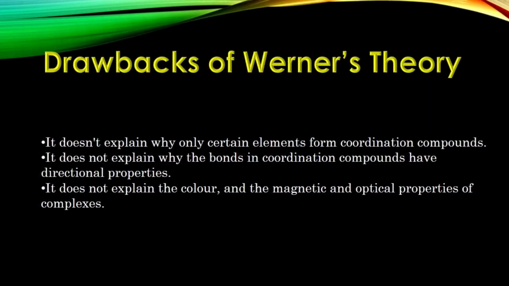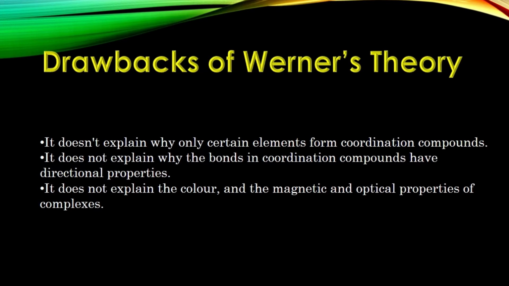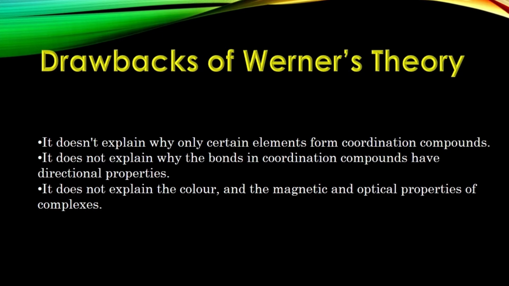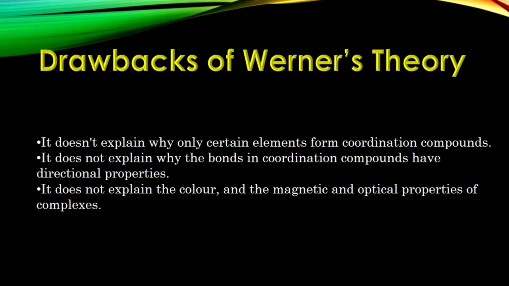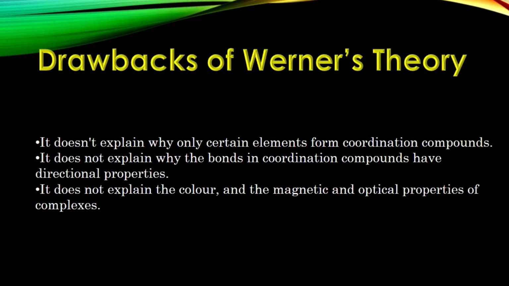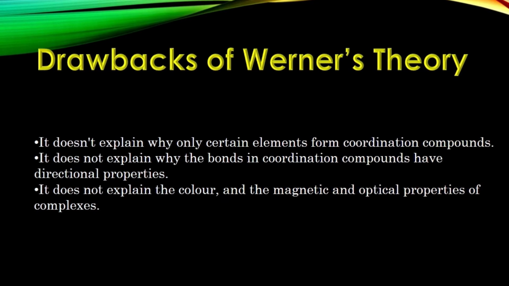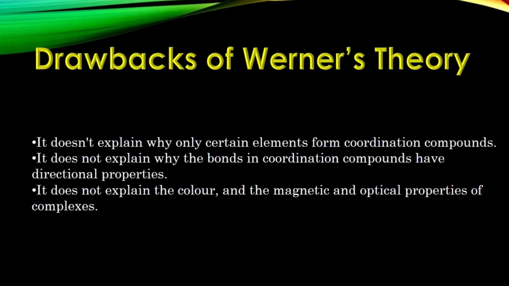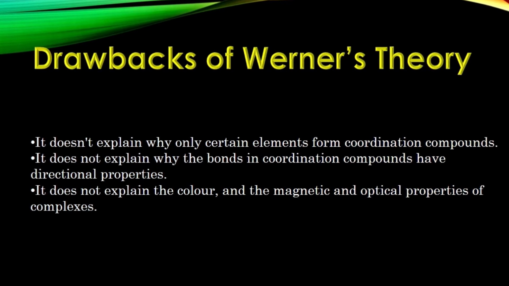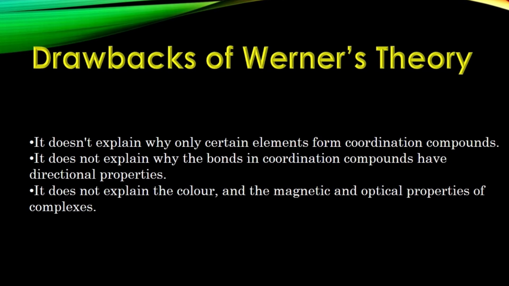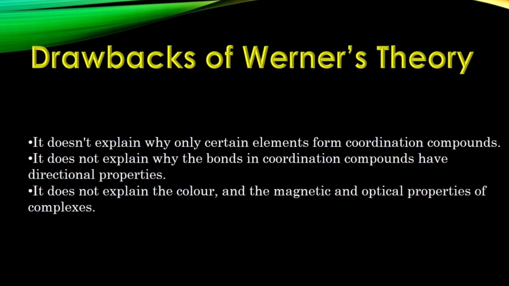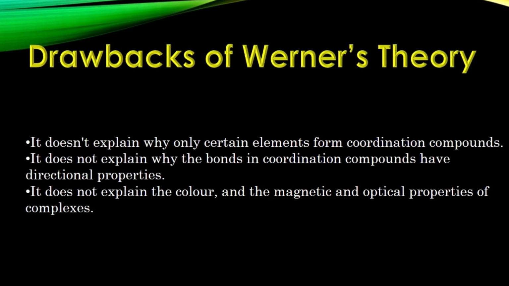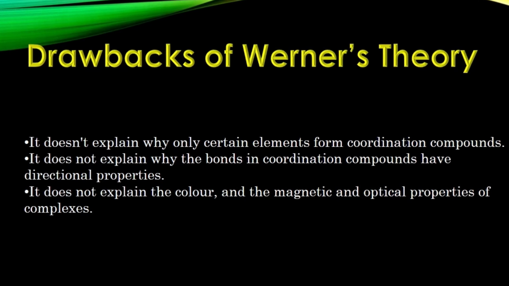Now let us discuss the limitations of Werner's theory. The first limitation is that Werner was not able to explain why only certain elements form coordination compounds. The second limitation is that he said if the coordination number of the central metal atom is 6, the shape of the complex will be octahedral. If the coordination number is 4, then the shape of the coordination polyhedron may be square planar or tetrahedral. But he did not explain why these directional properties are there.